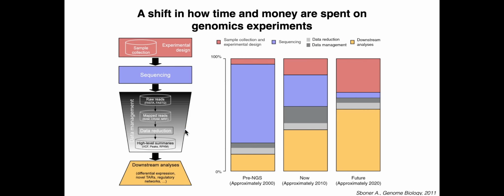So as a result of this democratization, there's been a real shift in, to be honest, what's required of you as a scientist and what you should be thinking of in terms of where to devote your efforts. And I love this paper, now quite old, from 2011 in Genome Biology, where they really predicted this very accurately, this shift in effort of where time and money are spent on genomics experiments. So, you know, in the early days of sequencing, a lot of money, a lot of time devoted to the sequencing itself.